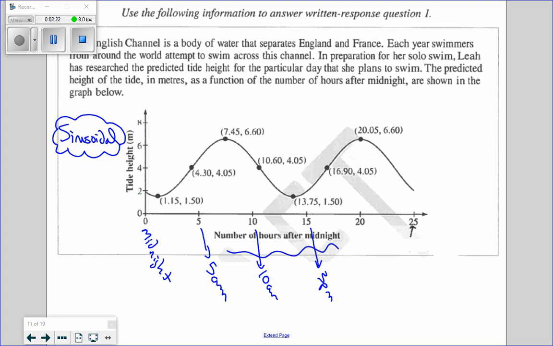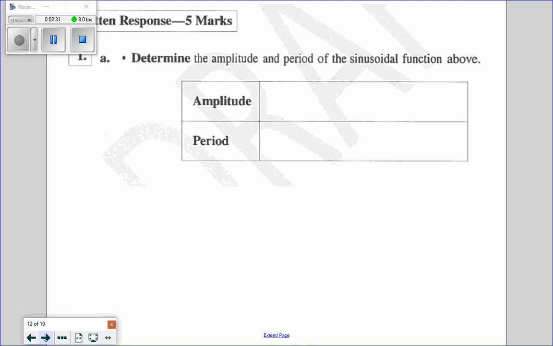Oh, I also did a rationals one the other day too. That's right. Okay. So part A of the question is: determine the amplitude and period. Because it just says determine, you can use any method that you want. This is just in that written response booklet that we started on Friday. We're just finishing it up.